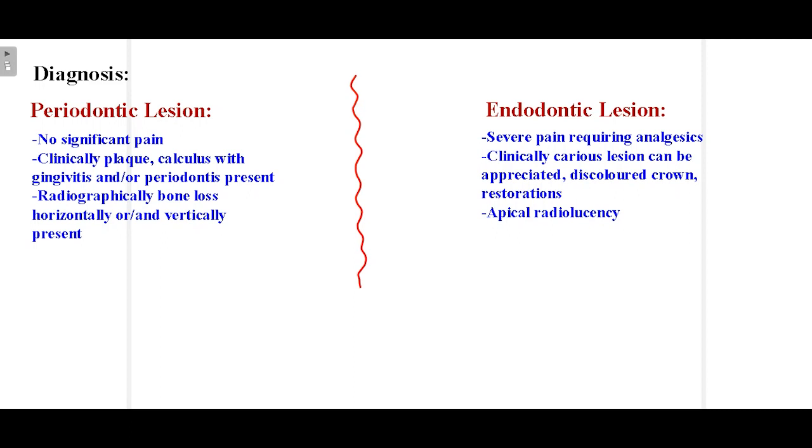So if all these features are present in a tooth, then you can say the patient has an endodontic lesion. This is how you differentiate between a periodontic lesion and an endodontic lesion. And if in some patients both of the features are present at the same time, you can say that the patient is suffering from a true combined perio-endo lesion. That's what you call it.